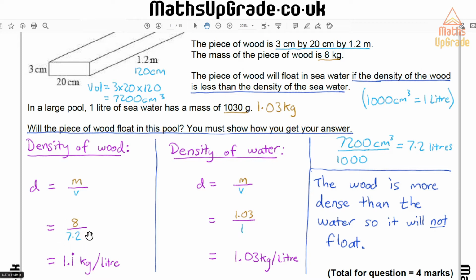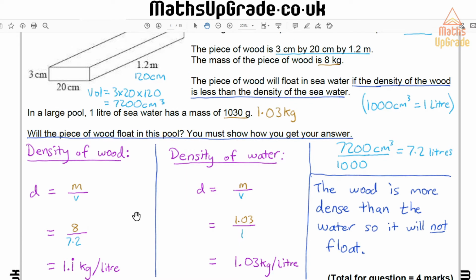The reason I've used 7.2 here is because I'm using 7.2 litres. Remember, 1000 centimeters cubed is 1 litre. So this is 7.2 litres. So that's where 8 divided by 7.2 comes from. So this density now is 1.1 recurring kilograms per litre. That's the density of wood. The density of water is a little bit more straightforward because I'm given the mass of the water here, which I'll turn into kilograms. The volume of the water is 1 litre, so the density is 1.03 kilograms per litre.